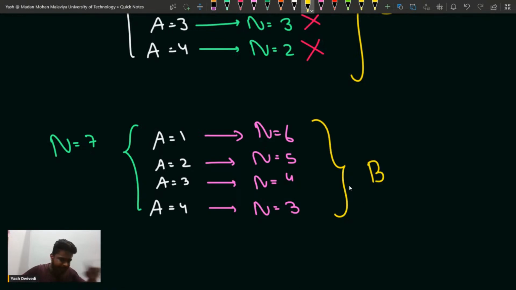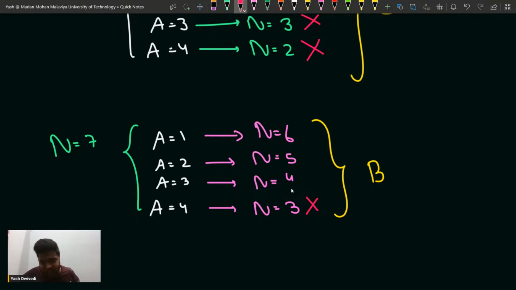If B gets three matchsticks, then B will win. So I don't want that, because n equal to 3 is a winning state, correct? If a player gets three matchsticks, that player is going to win, because 3 is a winning state. So you will not want the other player to get 3 matchsticks, right?